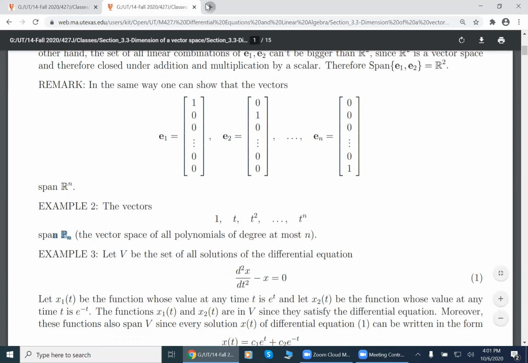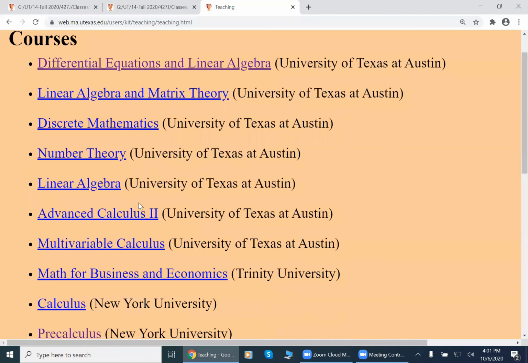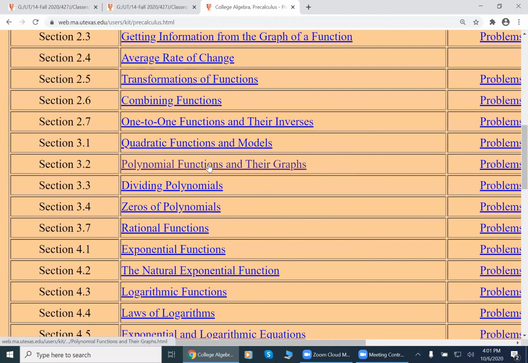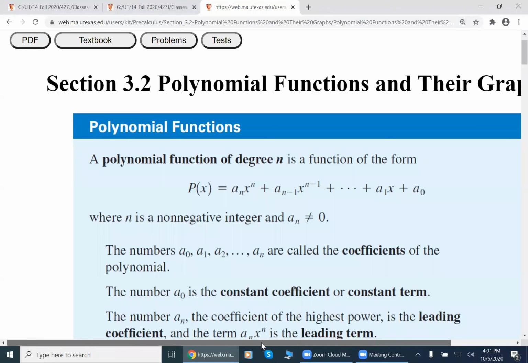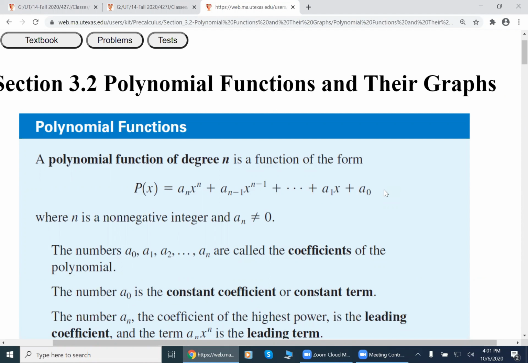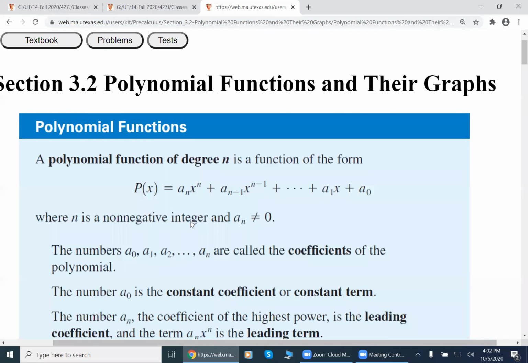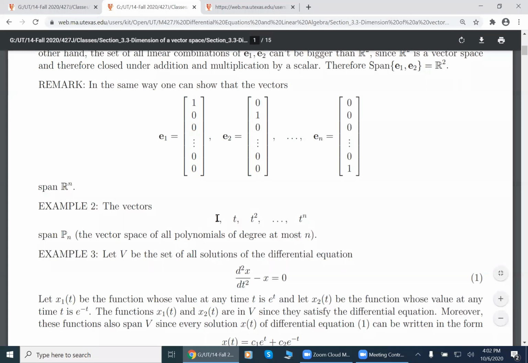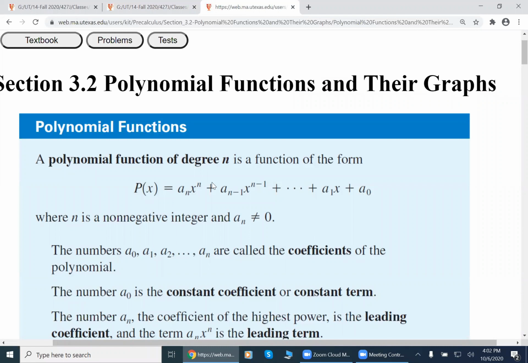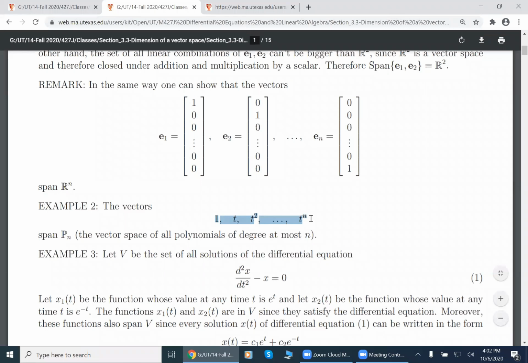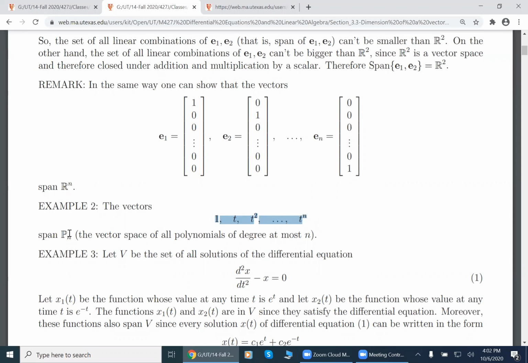Here's why. Let us look at the definition of a polynomial. We go back to my pre-calculus website, click on section 3.2. Here is the definition. Looking at this formula, it becomes pretty clear that a polynomial is indeed a linear combination of t to nth power and so on, t squared, t and 1, because this can be rewritten as a0 times 1, this one, and then plus a1 times x and so on, an times x to nth power. So once again, these n plus 1 vectors span Pn.